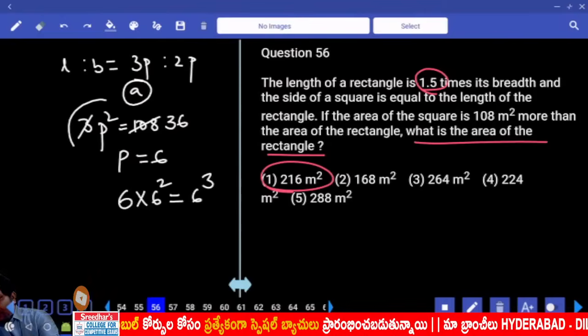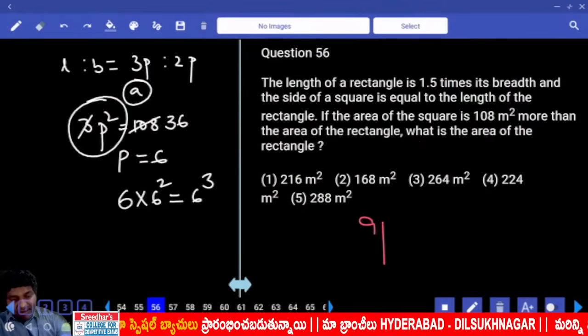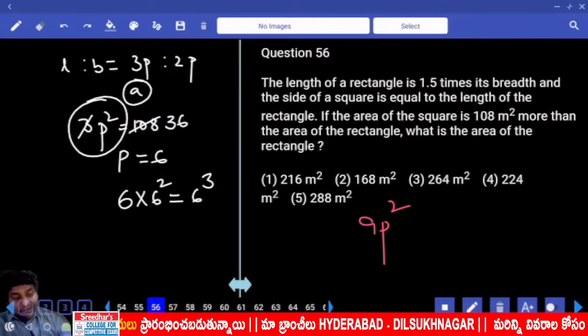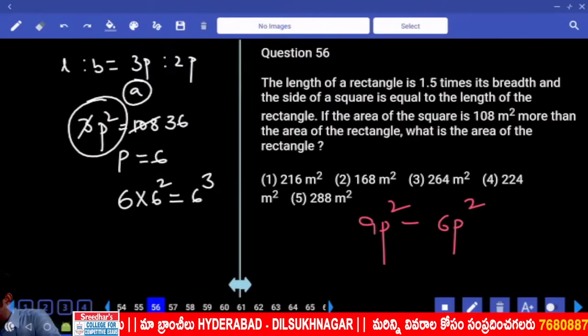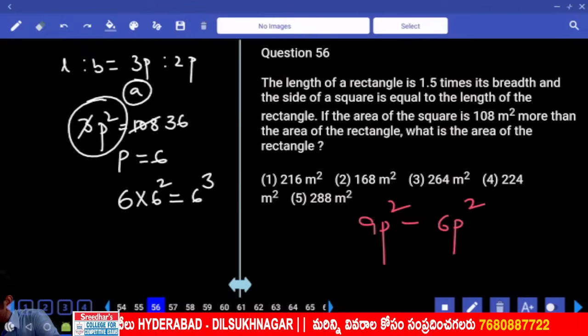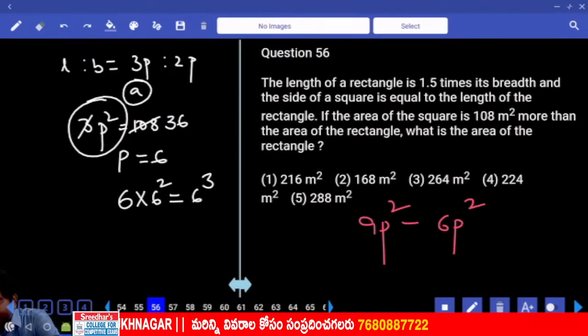Have you understood how we got this 3p square? Square area 9p square. Rectangle area 6p square. Difference is 3p square. Got it?